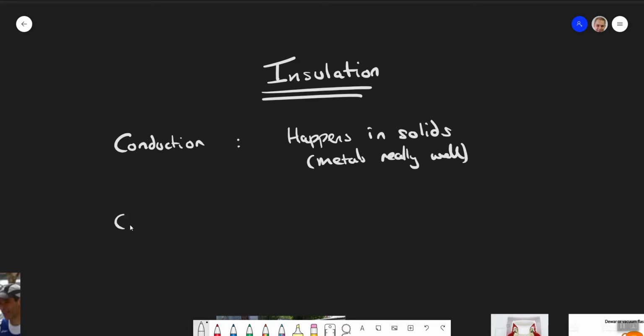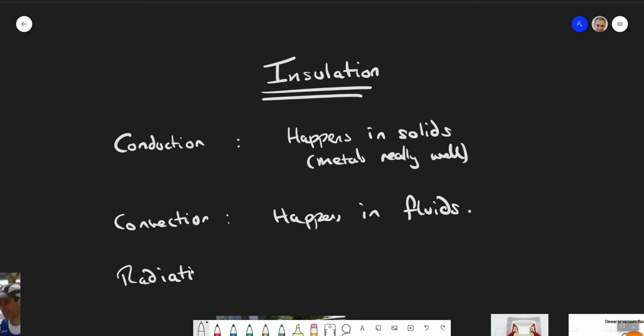Okay, we've got convection, which happens in fluids. And we've got radiation, which is waves of energy, and is in some way color dependent.